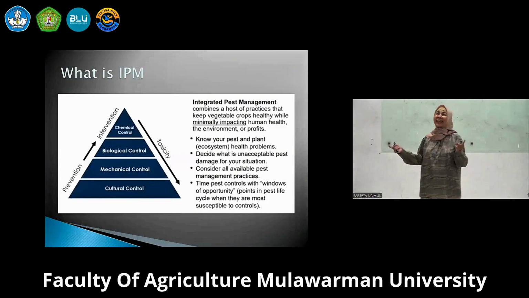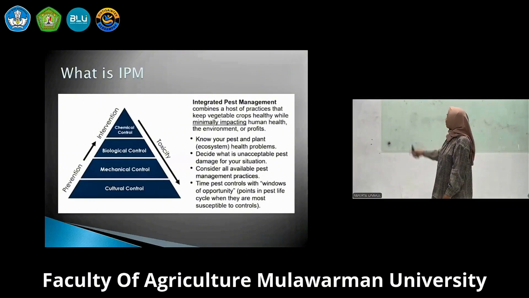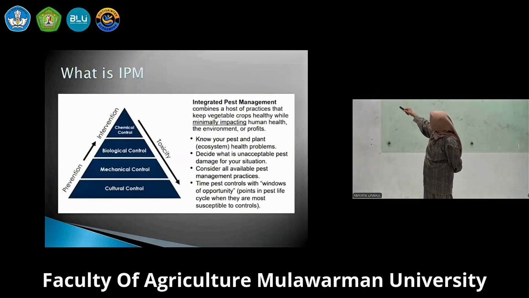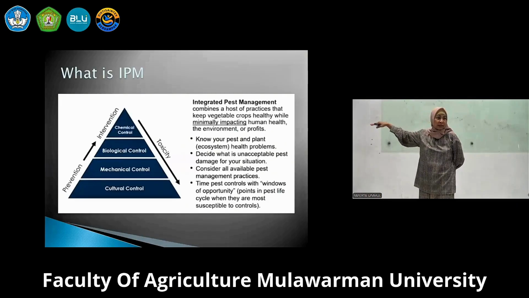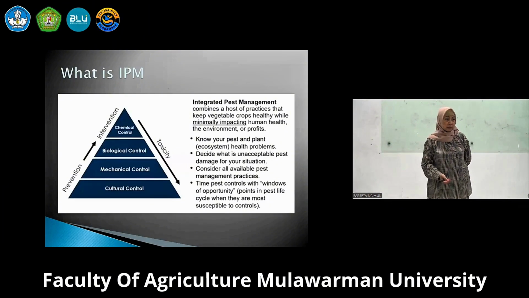Come on, let's go with the triangle. The triangle, the IPM. Here, when we see here, this is the toxicity, and then go with the preventions. When we see the triangle here, the first one that we have to go is through the cultural control. So that's the best one.